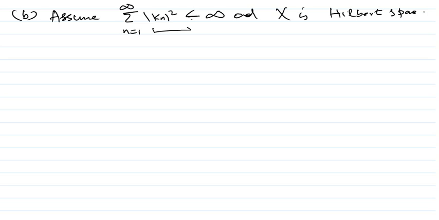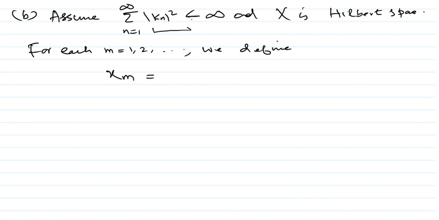So how do we do that? For each m, from 1 to infinity, we define xm. What's xm? That's the sum of the first m terms, summation n runs from 1 to m of kn un. Obviously this thing is in h, because u1, u2, everything is in h, and it's a finite linear combination of elements of h. So xm is in h for each m.